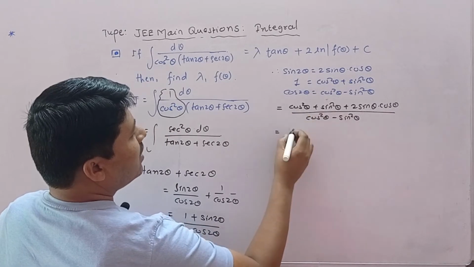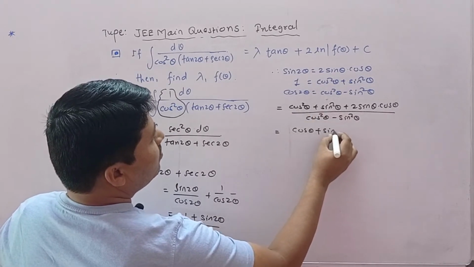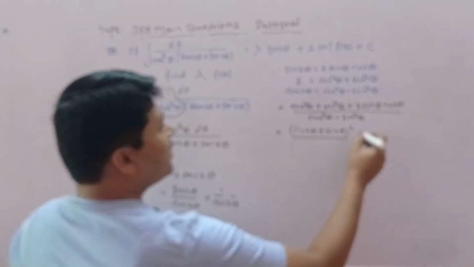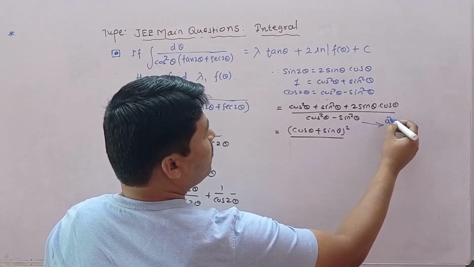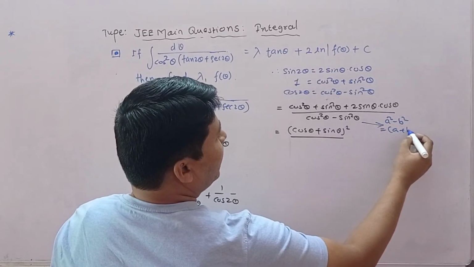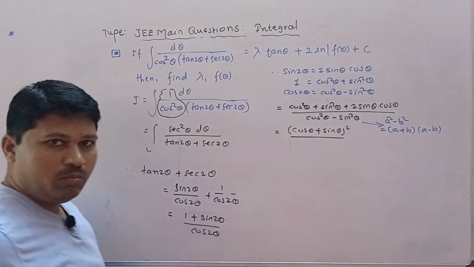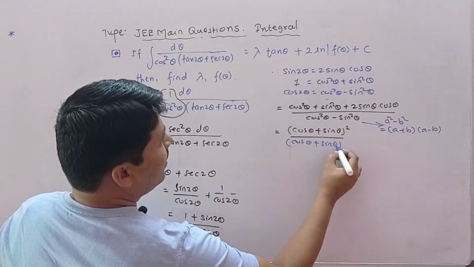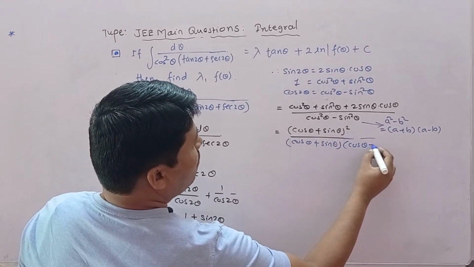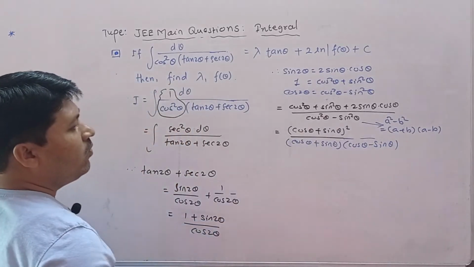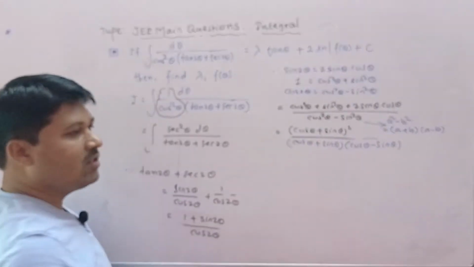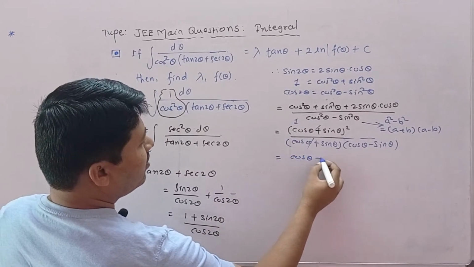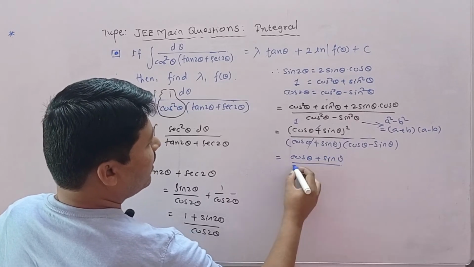And we know that the numerator is the formula for (cos theta plus sin theta) whole square, and the denominator is like a square minus b square, which gives a plus b and a minus b. Therefore we can write the factors cos theta plus sin theta and cos theta minus sin theta. Now you can observe that one cos theta plus sin theta term gets cancelled, and the remaining term is cos theta plus sin theta divided by cos theta minus sin theta.